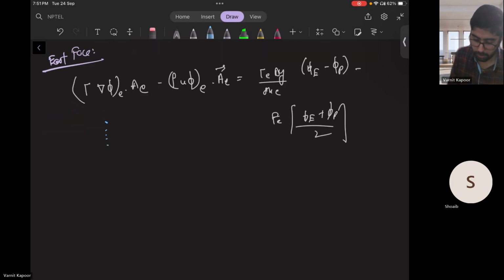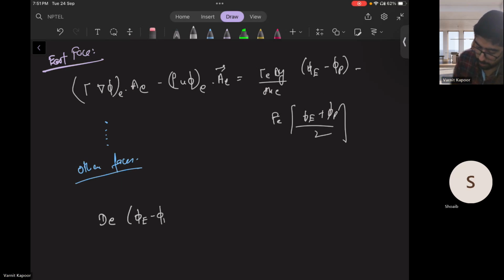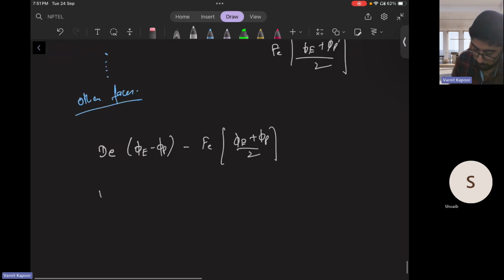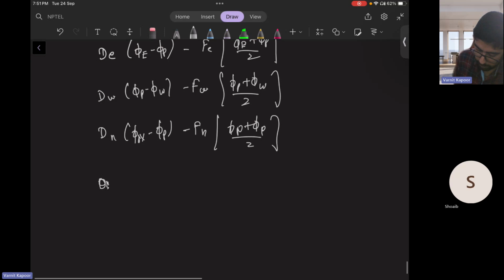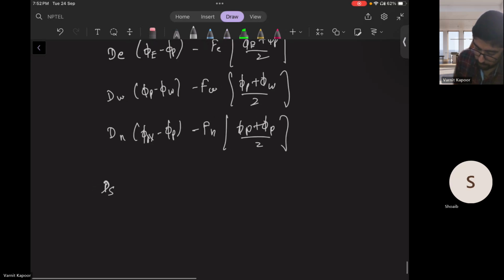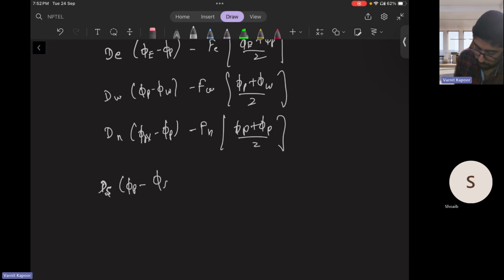Similarly for other phases. So this is nothing but D_e (phi_P minus phi_E) minus F_e (phi_E plus phi_P)/2. This is for the east face. Similarly for the west face, D_w (phi_P minus phi_W) minus F_w (phi_P plus phi_W)/2. For north, D_n (phi_N minus phi_P) minus F_n (phi_N plus phi_P)/2. For south, D_s (phi_P minus phi_S) minus F_s (phi_P plus phi_S)/2.